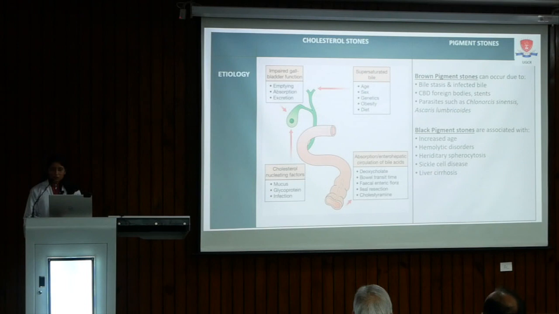Etiology of the pigment stones. The brown pigment stones can occur due to bile stasis, infected bile, common bile duct foreign bodies, stents, and parasites such as Clonorchis sinensis and Ascaris lumbricoides. The black pigment stones are associated with increased age, hemolytic disorders, hereditary spherocytosis, sickle cell disease, and liver cirrhosis.